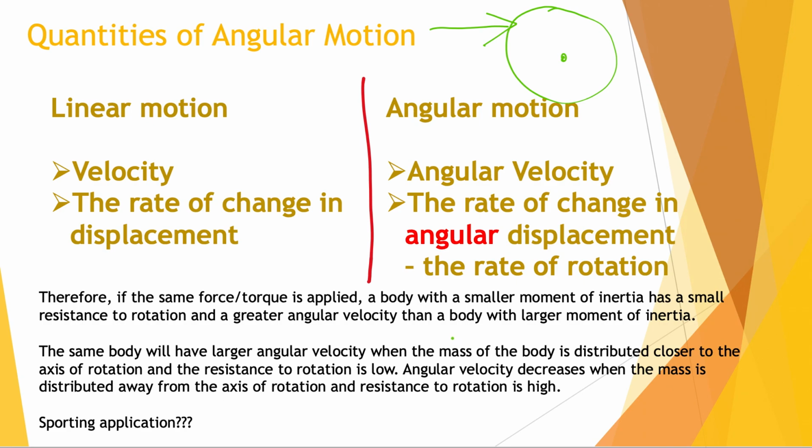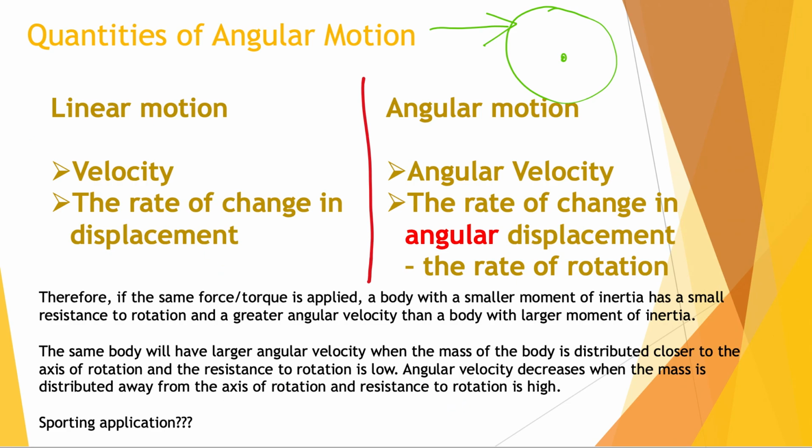So either or both of a large mass and a large distribution of that mass from its axis of rotation. The same body will have a larger angular velocity when the mass of the body is distributed closer to the axis of rotation and the resistance to rotation is low. Angular velocity decreases when the mass is distributed away from the axis of rotation and the resistance to rotation is high.